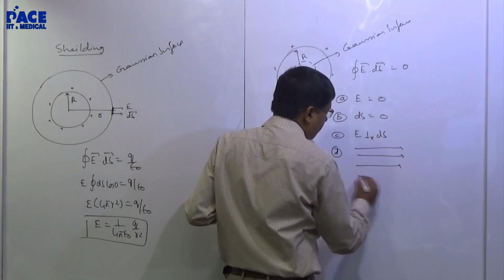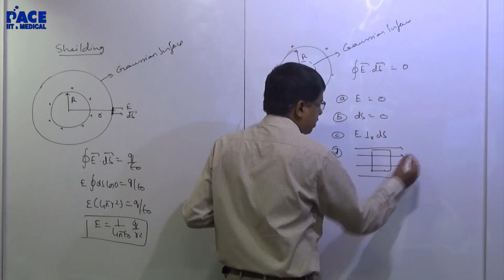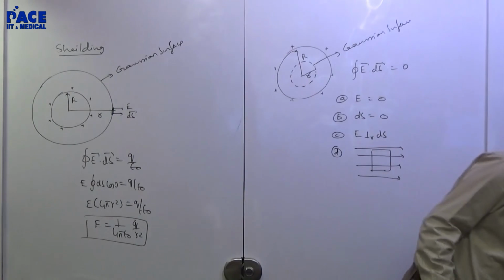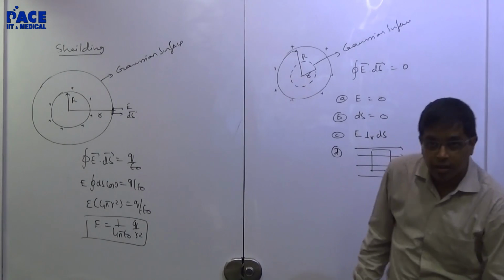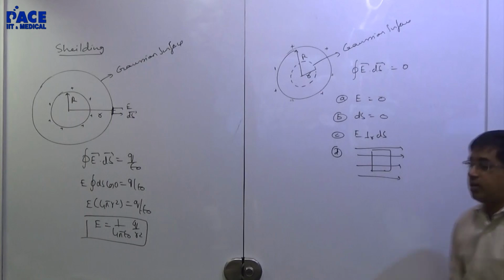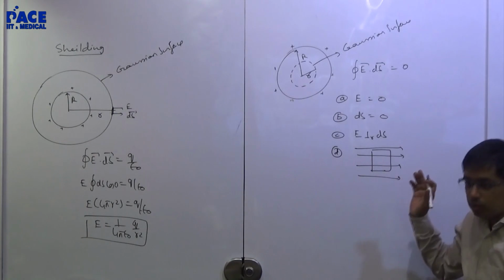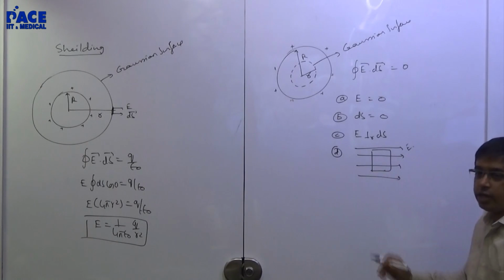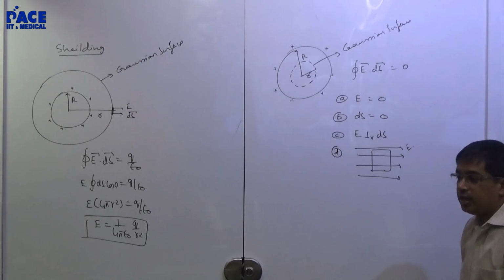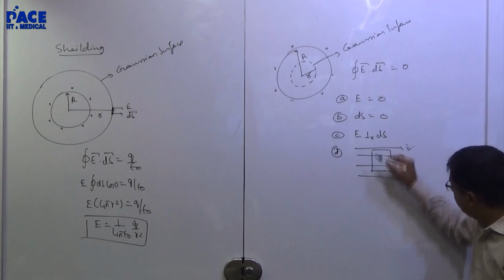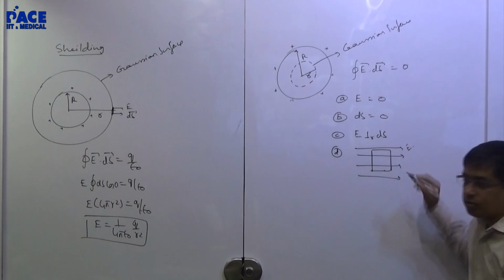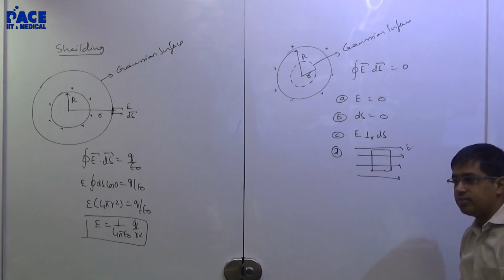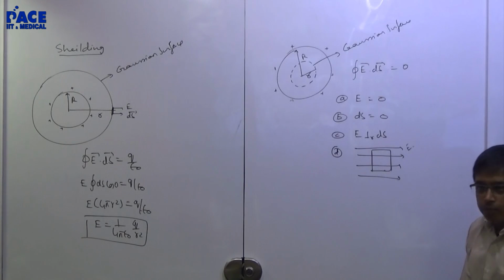If I have a uniform field like this and a cube like this, then the flux will be 0. Flux entering will be equal to the flux going out. Rather, I will put it this way. If I have a uniform field and a cube, the total flux here will be negative, total flux here will be positive, and they will be equal and opposite.